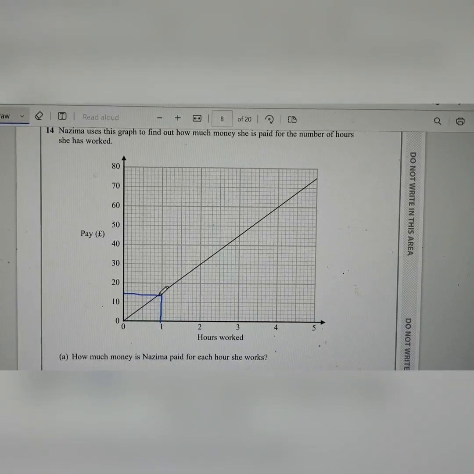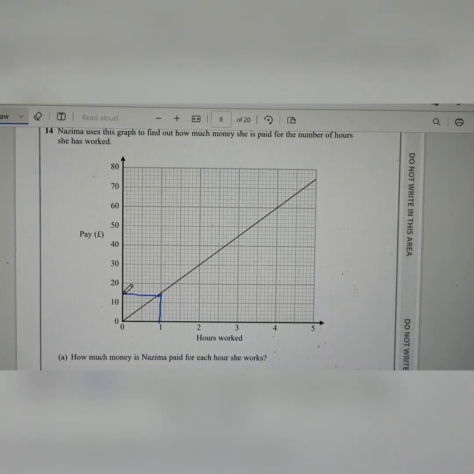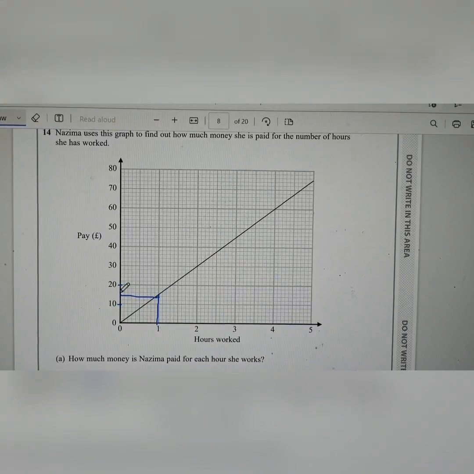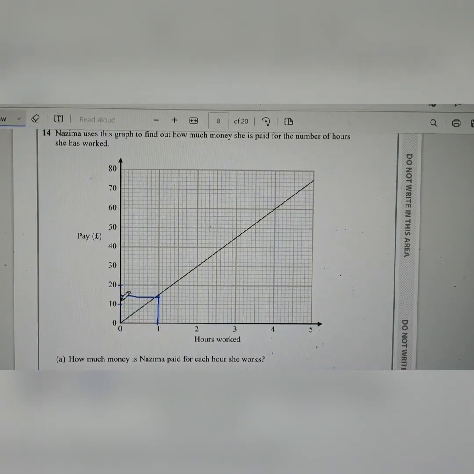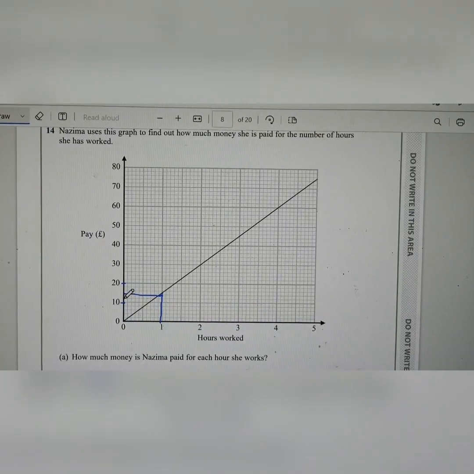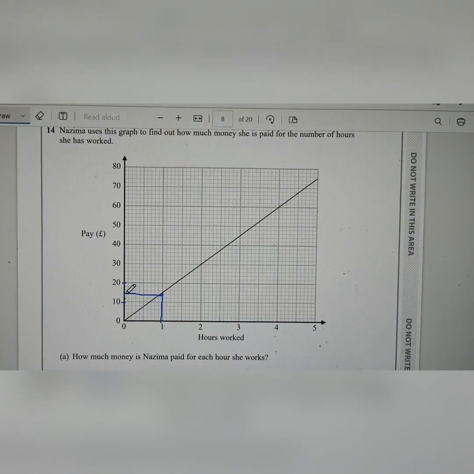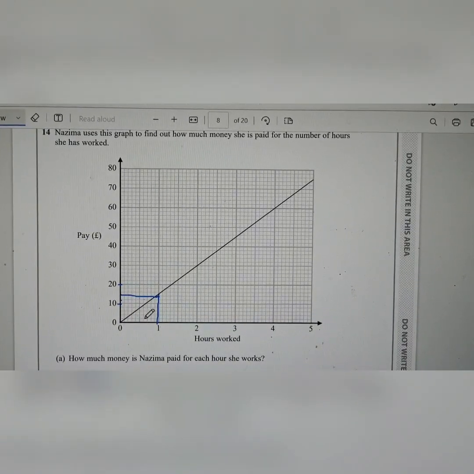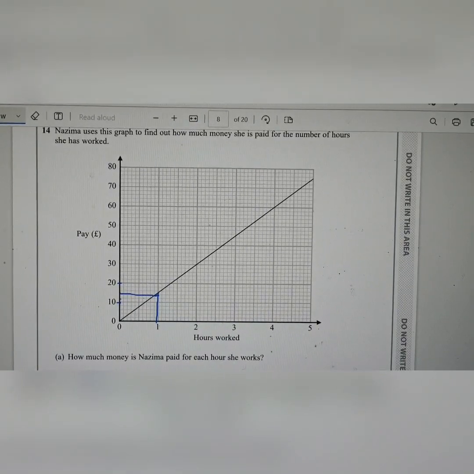So, okay, let's count from here. This is 10, this is 20. So halfway is 15. So let me check the squares as well. So 10, 12, 14. So this is £14. 14 or £15 would get you the mark. I'm going to put £14.